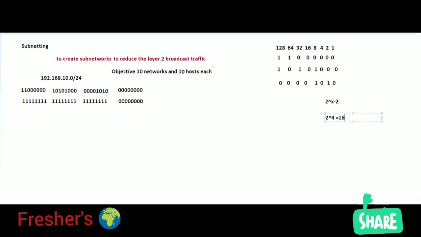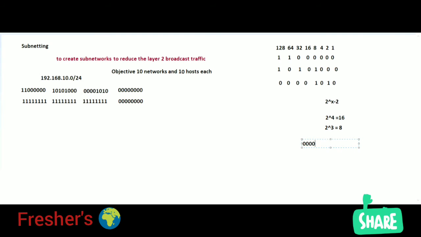It's more than 10. But if I borrow 3 bits, how many subnetworks will I get? 2 power 3 is 8, which is less than 10. So I can borrow 4 bits to get 10 networks. Let's see the combinations for the 4 bits.